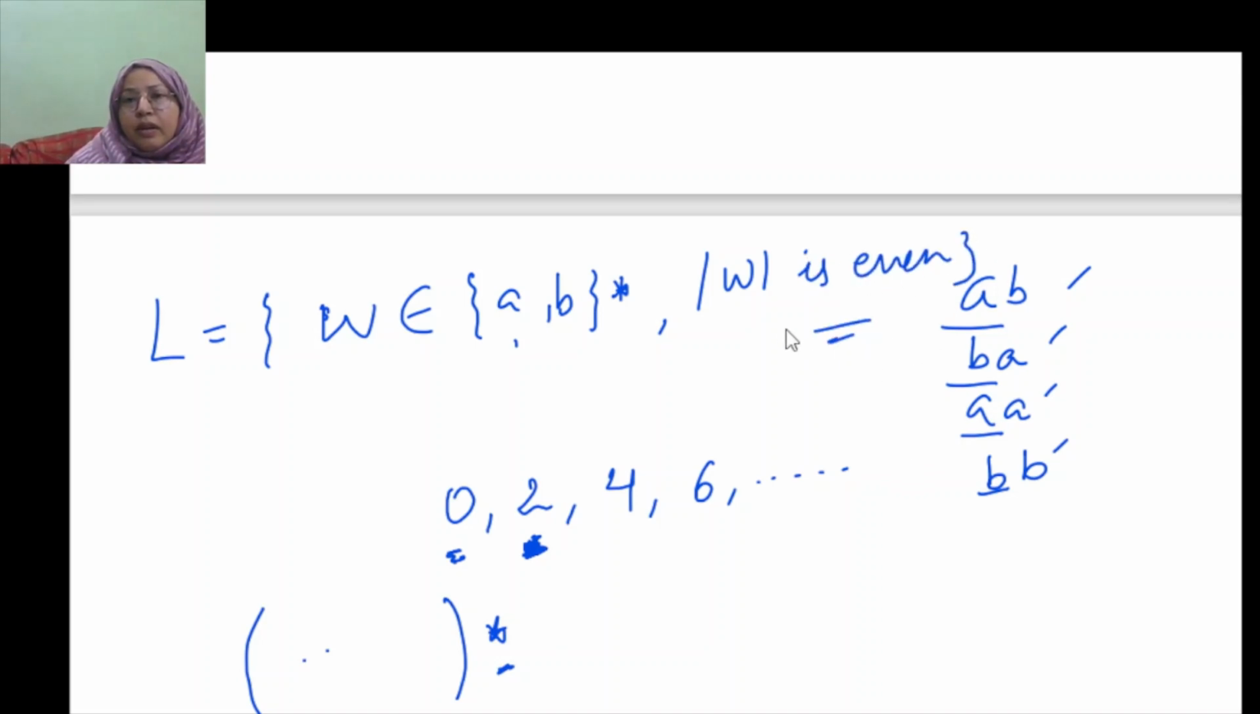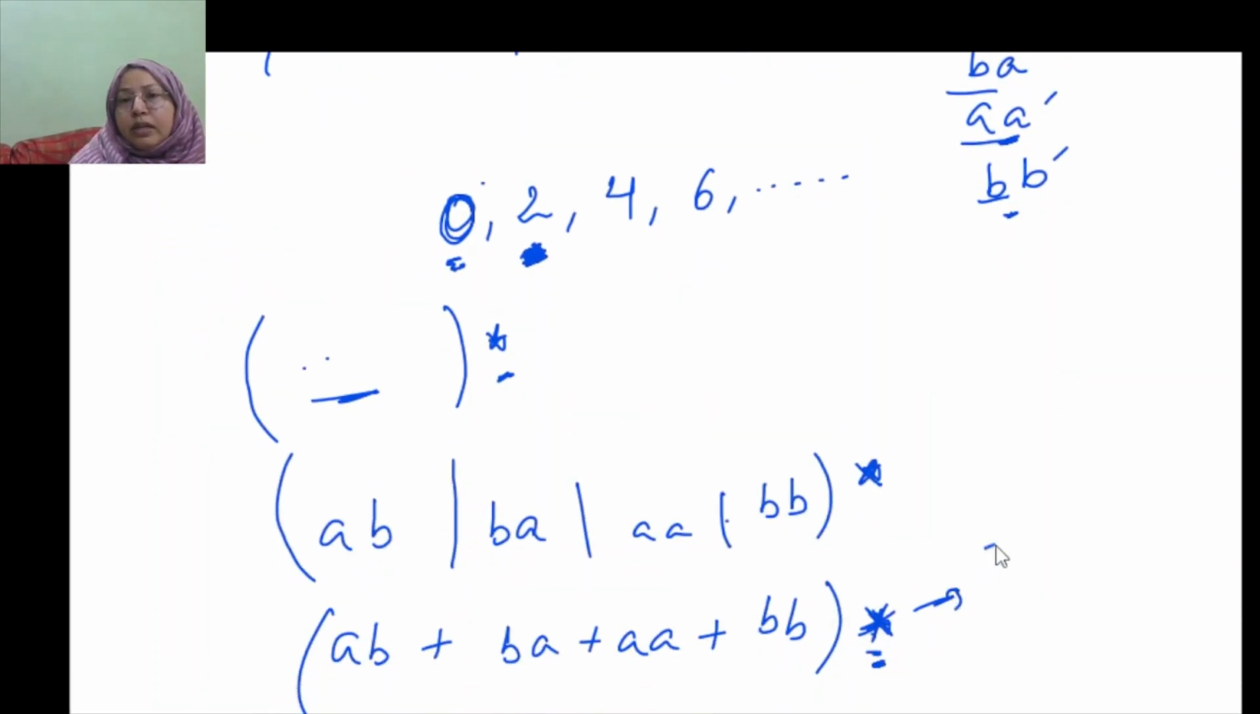Okay, this mod operator means we are talking about the length of the word. The word length is even, so it can have A B B A B B B. The smallest length is 0, but we can start from 2 only, for understanding. Otherwise, it will be blank. So we'll take this one and put the star over here. Star means 0 or more.